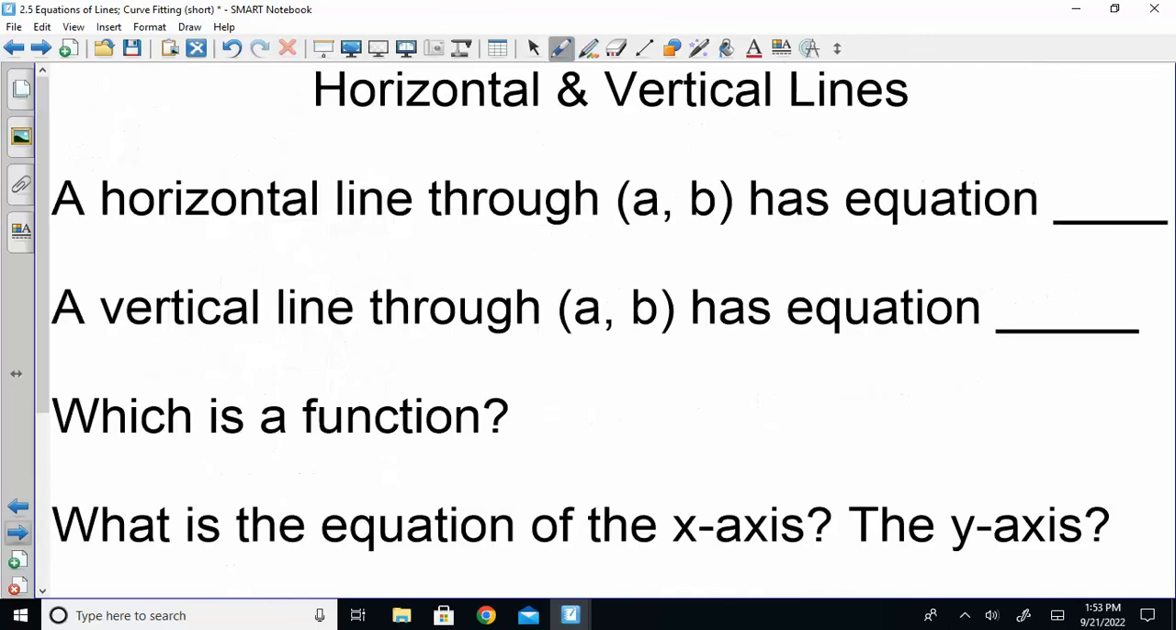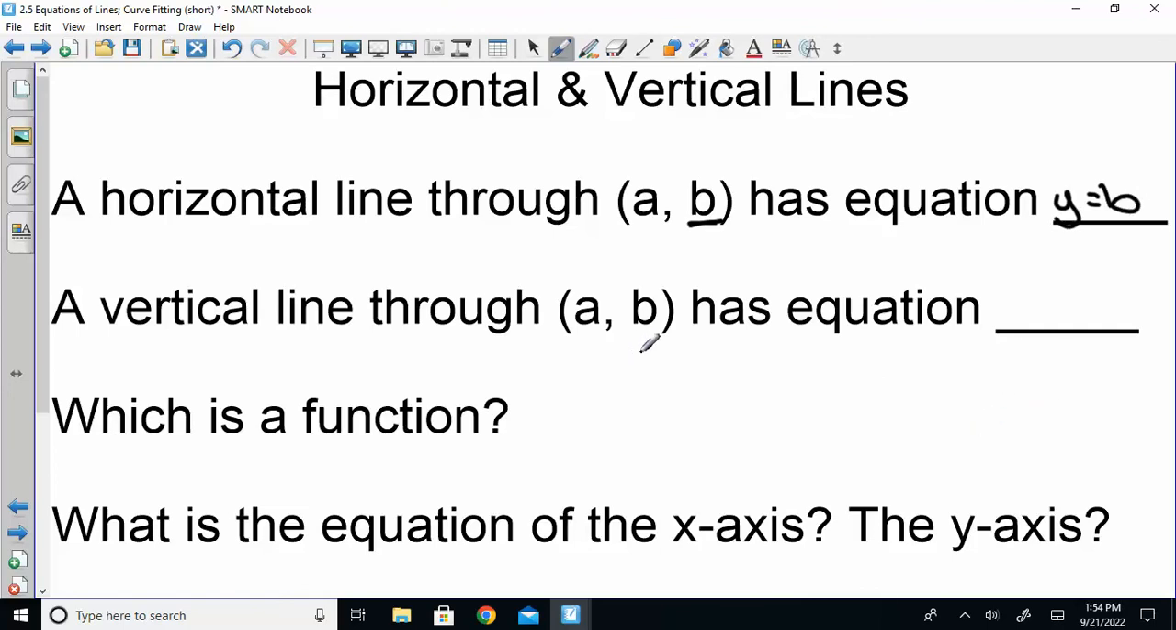So horizontal and vertical we've already touched on. We know that the slope of a horizontal line is 0. If I give you a point on that line, you can actually write the equation just from that one point. What does the equation of a horizontal line look like? Y equals a number. So if it goes through the point (a, b), what's the y equal to? B.